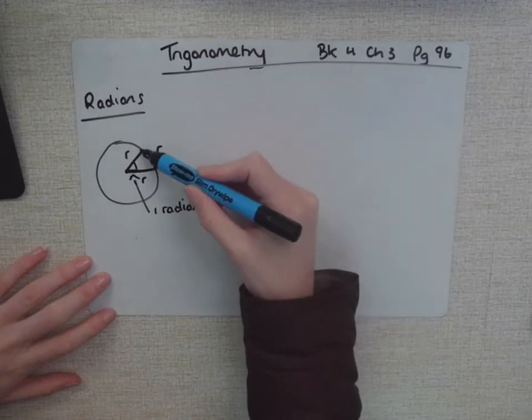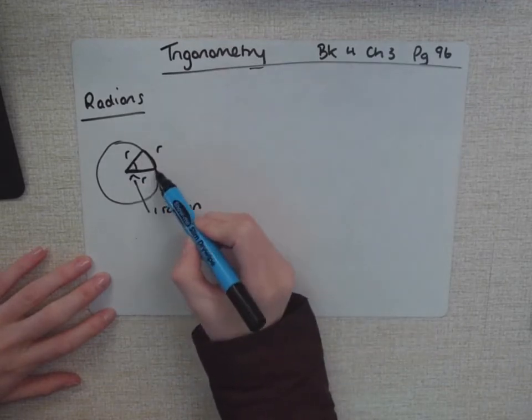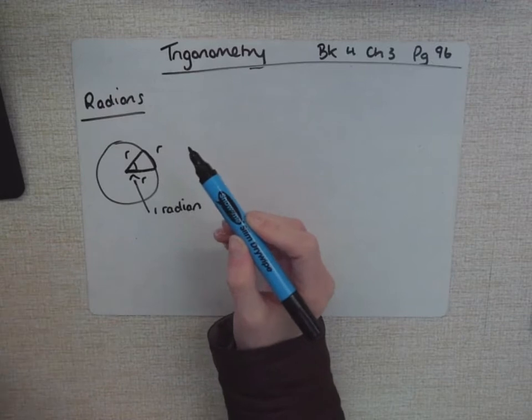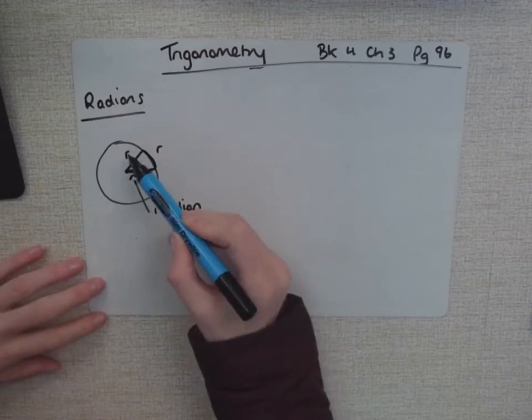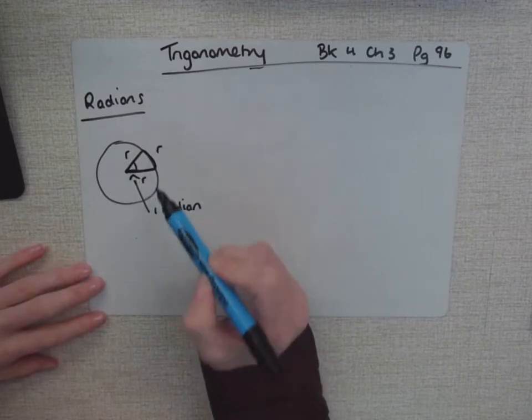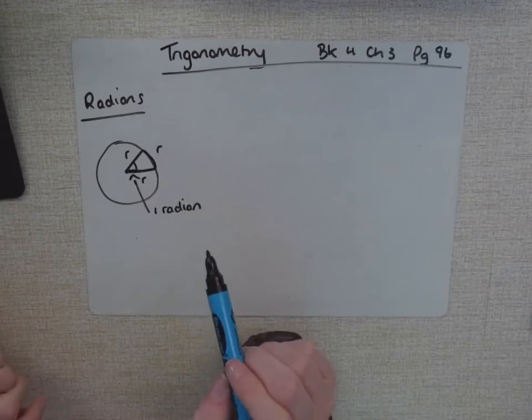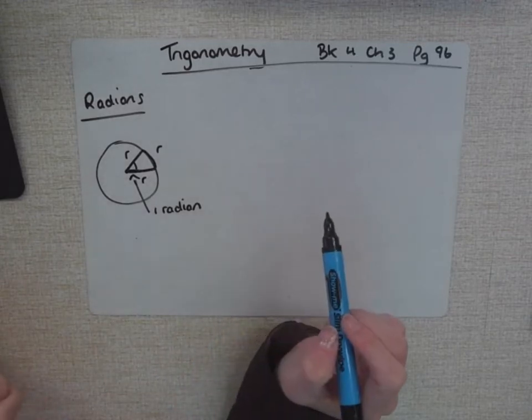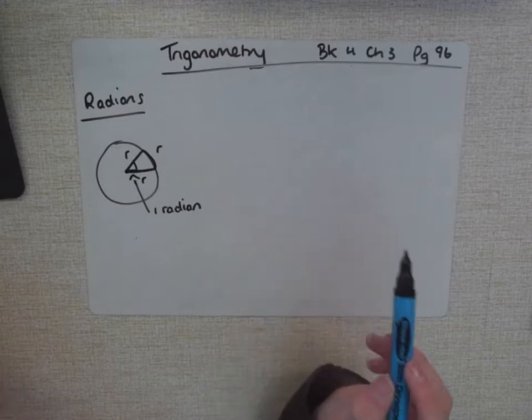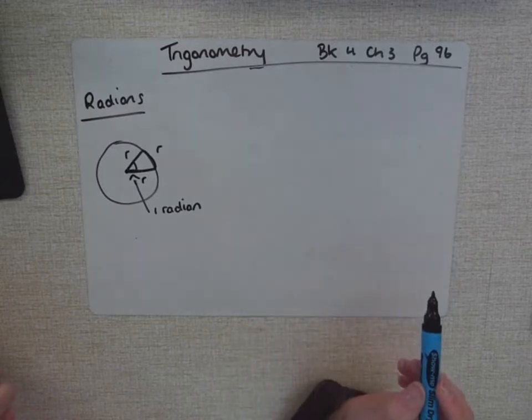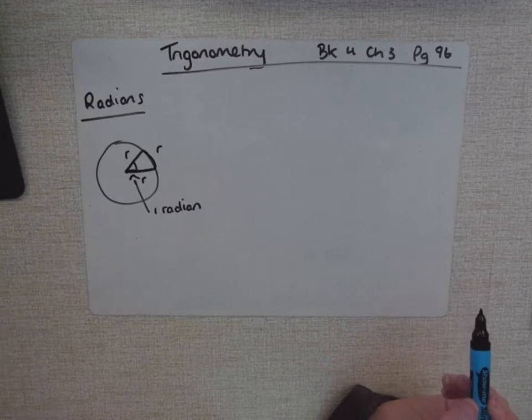From here to here. So if your radius is 5, this would be 5, and this would also be 5. That's one radian. Is that always so? Two radians would give you two radiuses along the outside. So it's breaking it down into little parts.